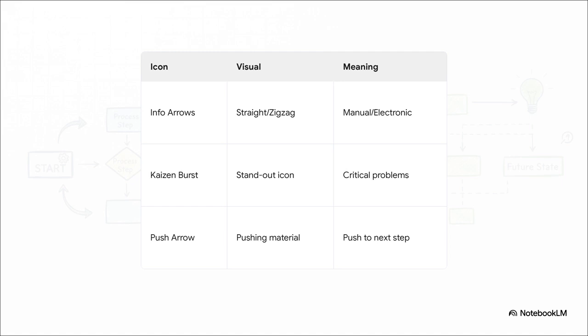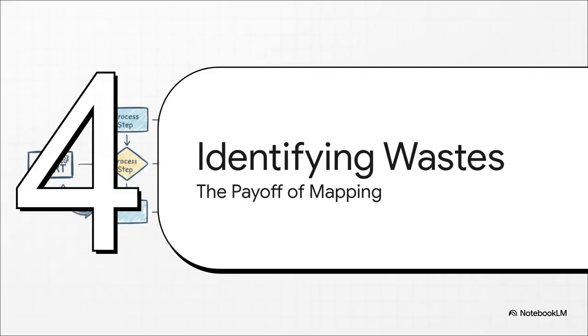This is a jagged, standout icon that we drop in to aggressively flag critical problem areas that demand immediate attention. The Kaizen burst is honestly a game changer because it stops your map from being just a passive historical document and instantly transforms it into an active, strategic tool for making immediate improvements. Which leads us perfectly into Section 5, identifying wastes and gaps.